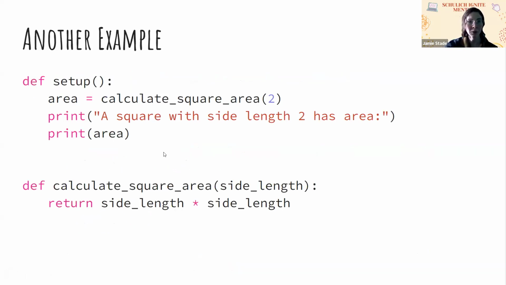Here's another example. So if we want to create a function called calculate square area, that will return whatever side length we passed in multiplied by itself. So here we can see us assigning this area to the variable area, and then from there we can use it anywhere else in the code.